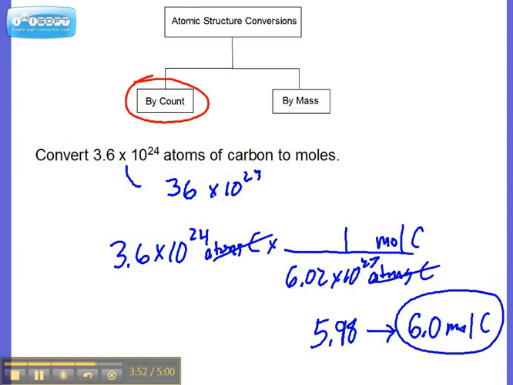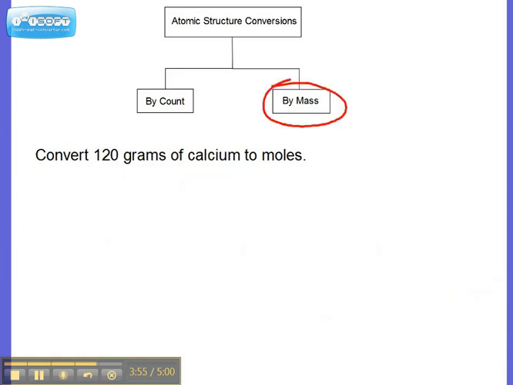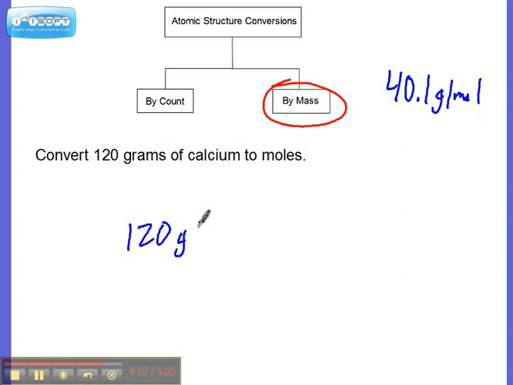On the other side, for mass, convert 120 grams of calcium to moles. In this case, I'm wondering, what is the molar mass of calcium? And once again, looking it up on the table, rounding it to 1 decimal place, we have 40.1 grams per mole. If 1 mole is 40.1 grams, how many moles would we have at 120? Well, in my mind, I'm thinking that it's around 3. Of course, I'd want to do the math just to check, particularly when rounding is concerned.